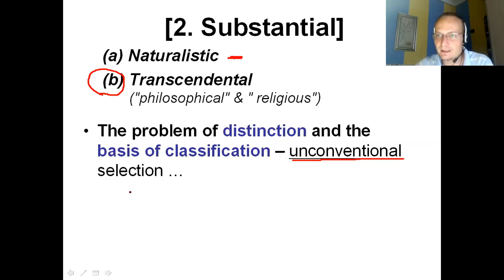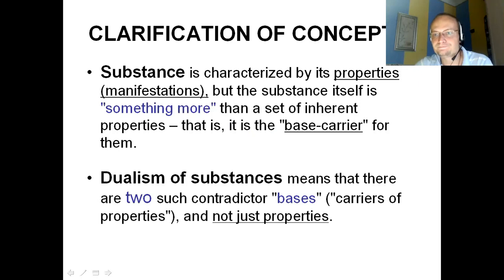Okay, I will try to explain these approaches and types of substantial dualism, and this explanation will be like a proof of why we need to use this classification inside substantial dualism. Here is the codification of concepts, two main notions: substance and dualism. When we use the word substance, it means that it is a thing characterized by its properties.